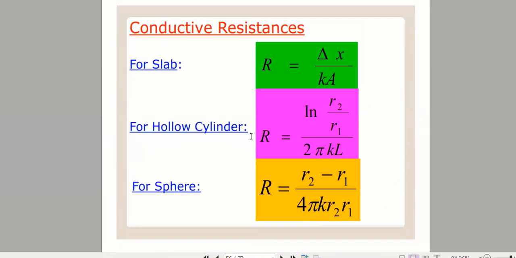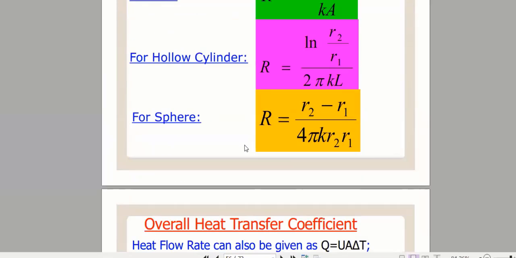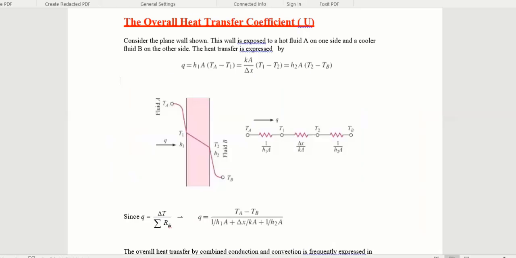Okay, here you can see this is the conduction resistance. When there is a convective resistance, what is the formula? 1 upon HA. Now when there is conductive resistance, this is the resistance offered by this plane wall. So what is the formula for conductive resistance? Okay, delta X divided by Ka. So this is the conductive resistance. And again from here to here it is a convection. So 1 upon H2A, it is nothing but the convective resistance.